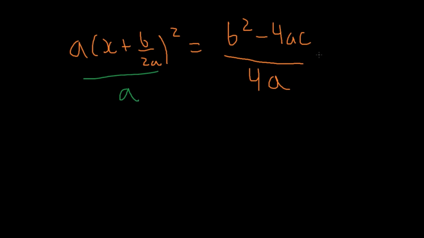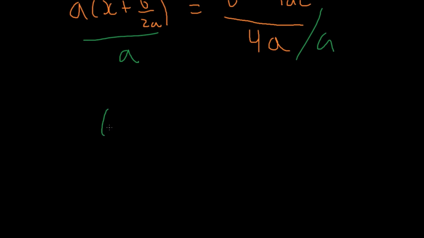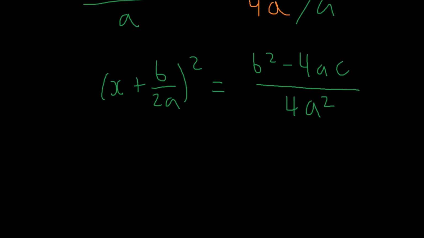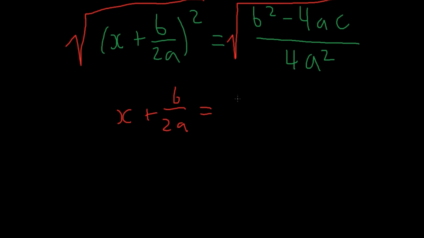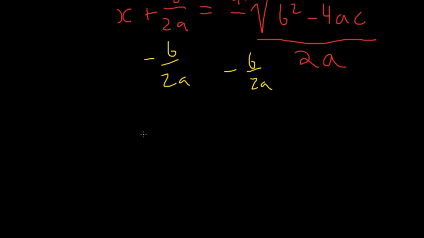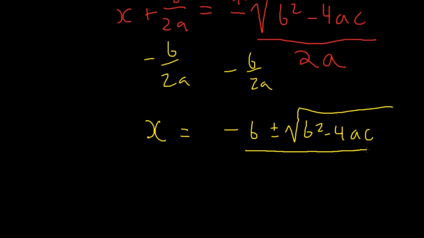Now, divide by a to obtain x plus b over 2a squared equals b squared minus 4ac divided by 4a squared. And then square root, remembering positive or negative, to further get x plus b over 2a equals plus or minus square root b squared minus 4ac all divided by 2a. And then finally, subtracting b over 2a from each side will finally get us the familiar x equals minus b plus or minus the square root of b squared minus 4ac over 2a.